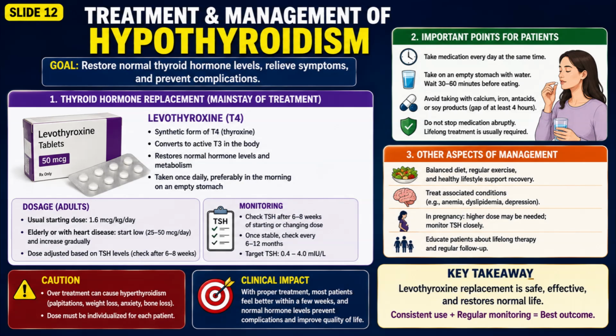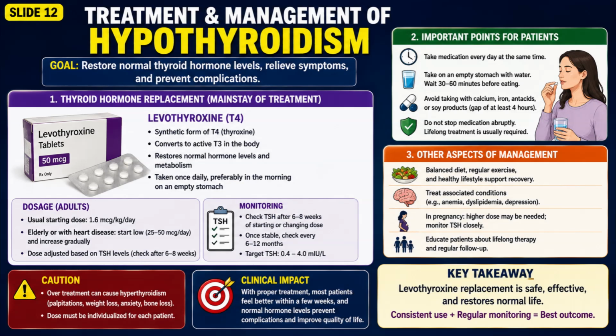The dosage is individualized based on factors such as age, body weight, severity of the disease, and the presence of other medical conditions. Levothyroxine is typically taken once daily, preferably in the morning on an empty stomach, about 30 to 60 minutes before breakfast. Proper timing is important because food and certain medications can interfere with its absorption. Regular monitoring is essential during treatment.